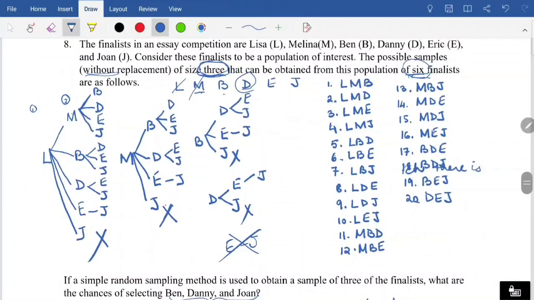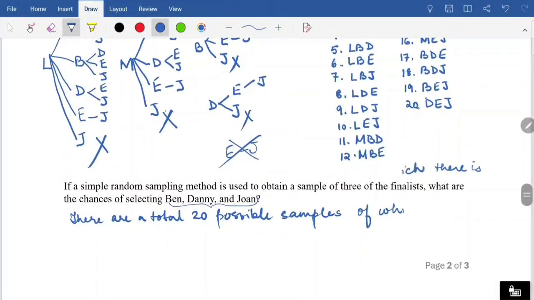Of which there is, let's see, BDJ, there's only one BDJ. Just hold on. Let me take care of this. My writing has started moving up. All right, sorry about that.